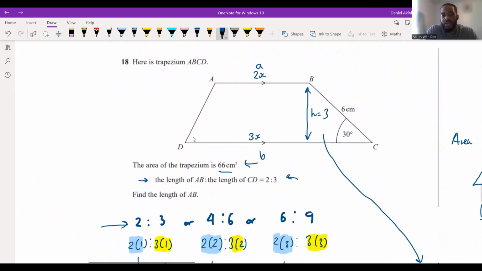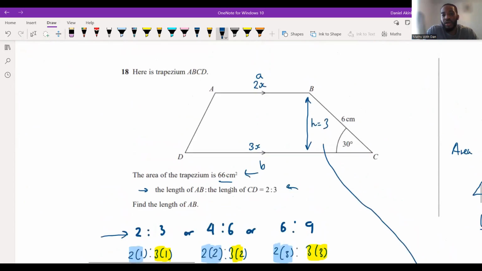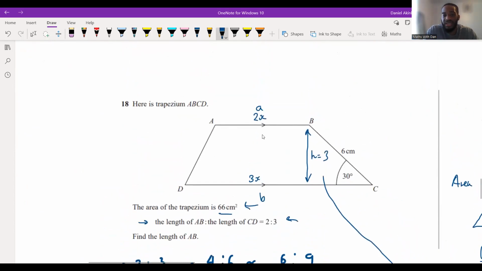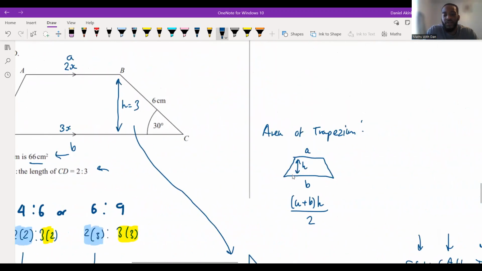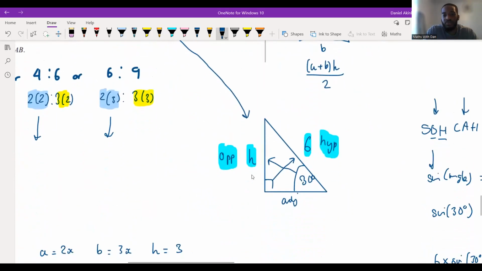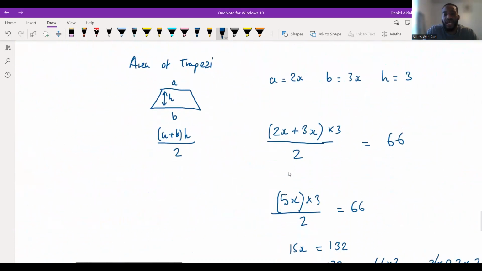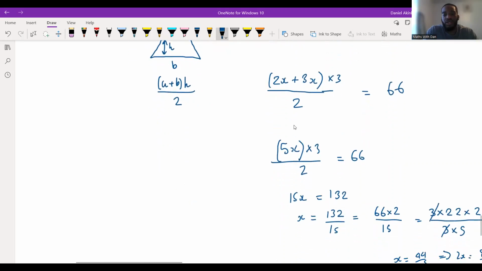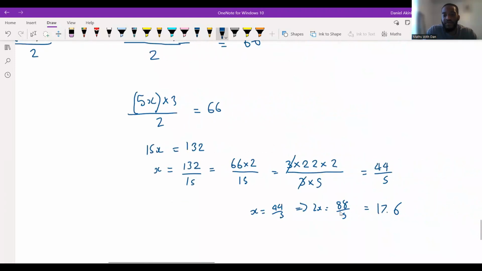You had a trapezium. They were asking us for the length of AB. We didn't know what that was, so we needed to express A and B algebraically. Since it was in the ratio 2 to 3, we said that A would be 2x, B would be 3x, and then we need the height, because we need the area of a trapezium, which is A plus B times h over 2. We needed to create a right angle triangle to get what h is, using trigonometry. And we got h equals 3. We plug h equals 3 into here. And then we just algebraically manipulate and simplify, and we get 88 over 5 or 17.6 as our answer.